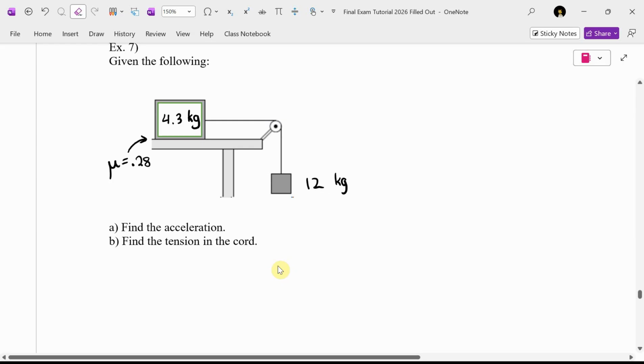I have several different versions of the test. Some have an Atwood machine, some have this one. These are the two multi-mass questions. Find the acceleration, find the tension. Brooklyn, spoiler alert, what am I going to do first? What might this be a good job for?